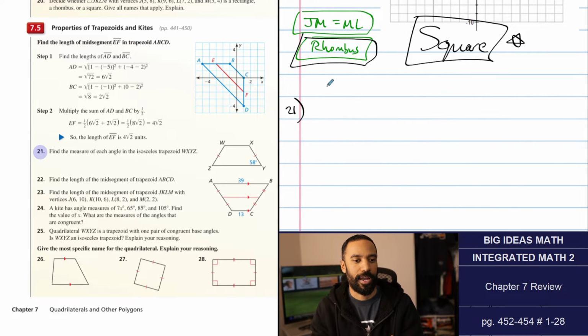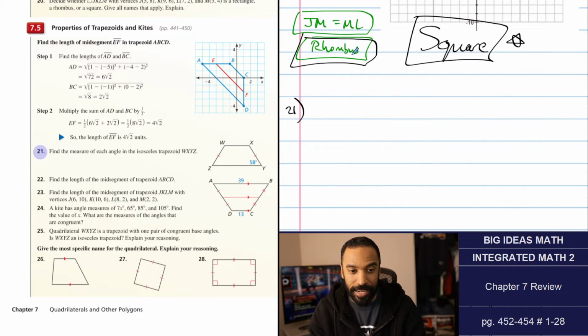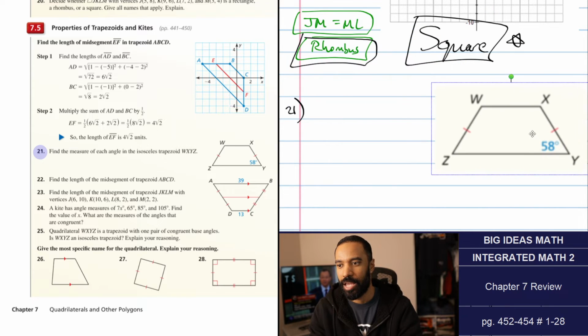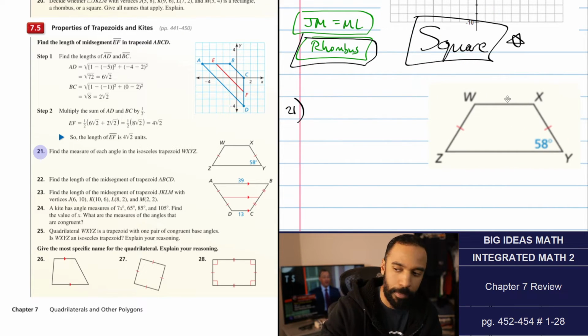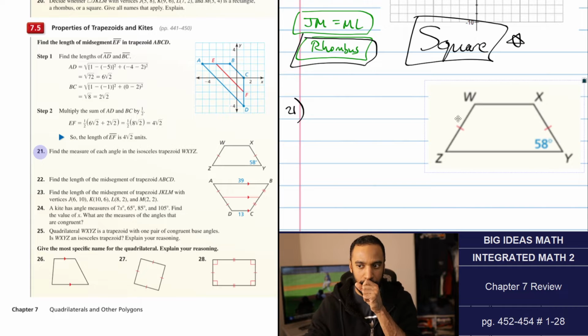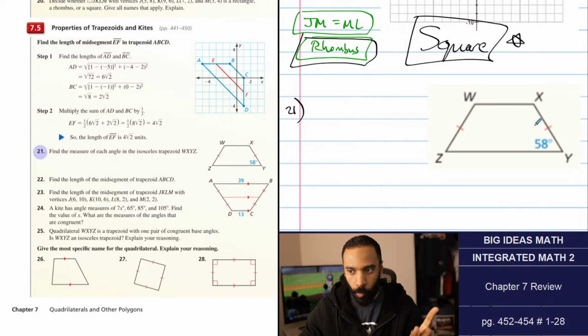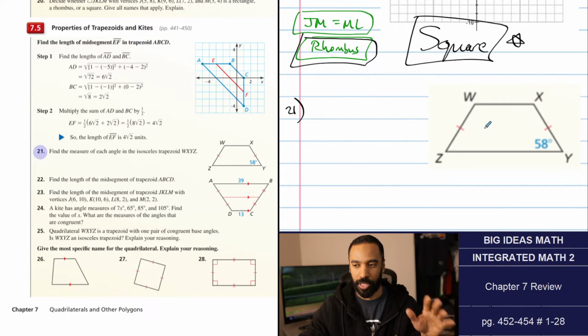All right, problem number 21. Find the measure of each angle in the isosceles trapezoid WXYZ. Because they didn't talk to us about base angles and such, I guess I have to talk to you about it, and isosceles trapezoids. They tell you it's an isosceles trapezoid not just by appearance, but by what they mark as congruent here. These are known as the legs of the trapezoid, and here are the bases. That means we can know that these are the ones that are parallel to each other. These are the ones that are congruent to each other.